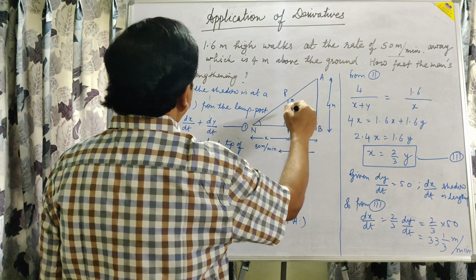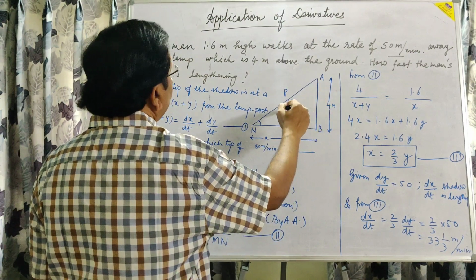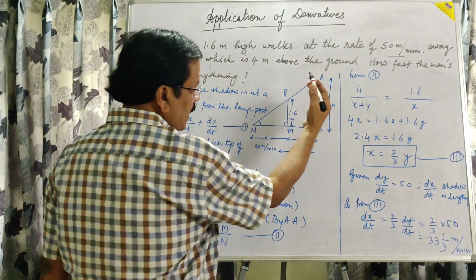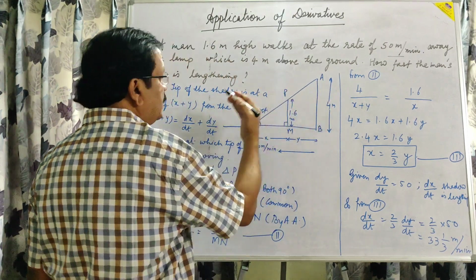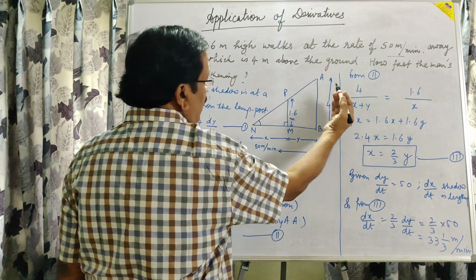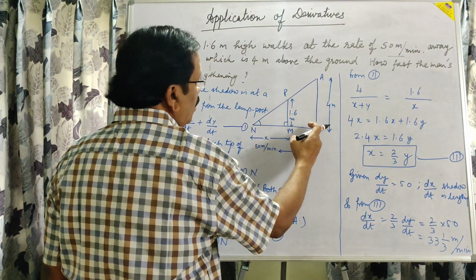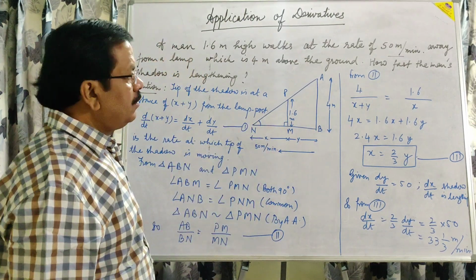The lamp is 4 meter high, and the man's height is 1.6 meter. Since the lamp is at the back, the shadow will be on this side. As the man is walking, how fast is the shadow tip, the point N, moving?